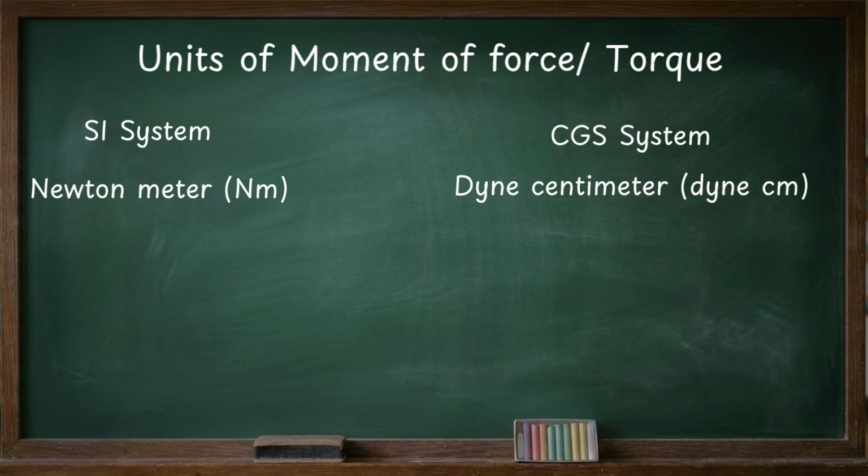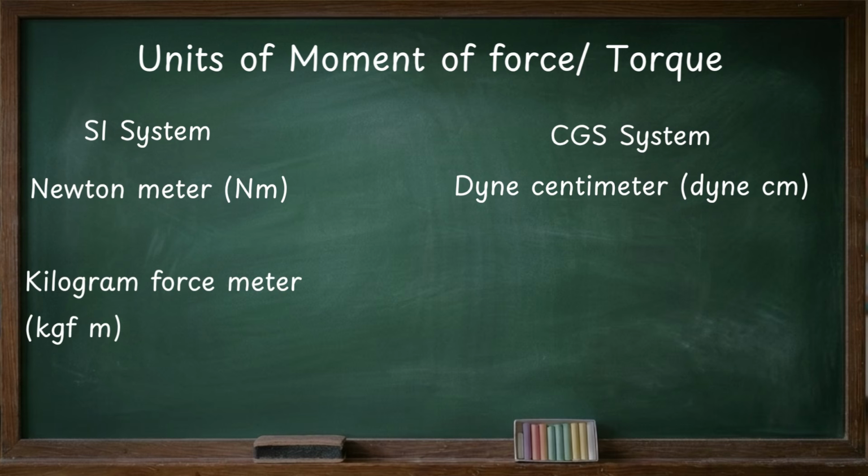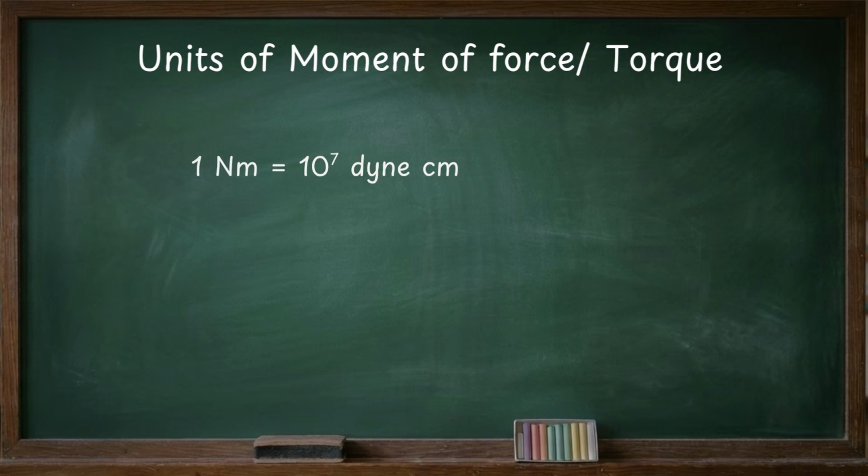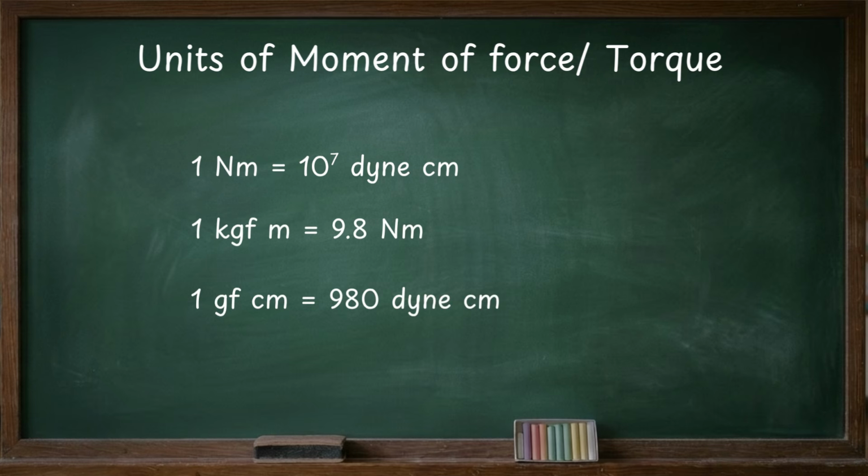Sometimes you will see force measured in gravitational units. In that case, the SI unit becomes kilogram force meter, or kgfm, and the CGS unit becomes gram force centimeter, or gfcm. To ace your numerical problems, you absolutely must memorize how these units connect to each other. 1 Newton meter is equal to 10 to the power of 7 dyne centimeters. If you need to convert gravitational units, 1 kilogram force meter is equal to 9.8 Newton meters, and 1 gram force centimeter is equal to 980 dyne centimeters.